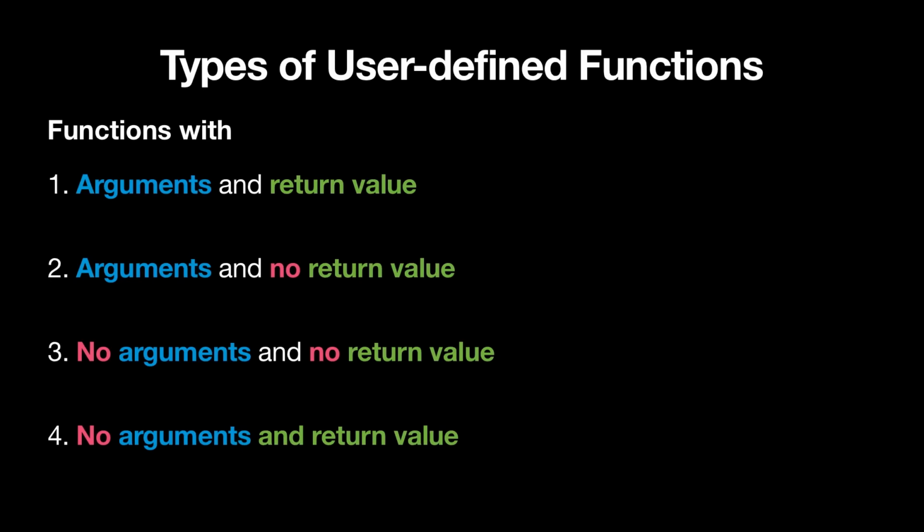Let us now summarize. There are 4 types of user-defined functions. They are functions with arguments and with return value, the functions with arguments and no return value, the functions with no arguments and no return value, and 4, the functions with no arguments and with return value.